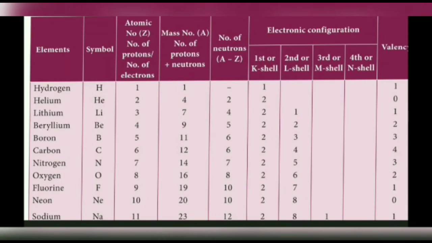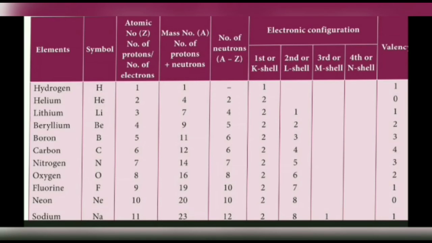Okay, for example, hydrogen, symbol H, atomic number 1, number of protons is 1. Then the number of neutrons: here the mass number is also 1. Therefore 1 minus 1 is 0. So no neutrons are present. In the first shell there is only one electron, and in the second, third and fourth shells no electrons. Therefore valency is also 1. Okay.